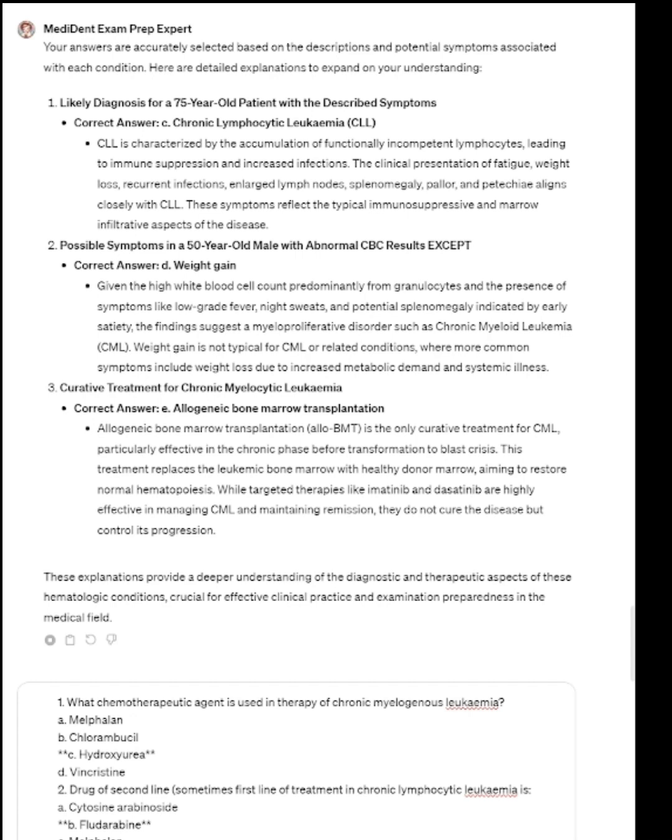While targeted therapies like imatinib and dasatinib are highly effective in managing CML and maintaining remission, they do not cure the disease, but control its progression. These explanations provide a deeper understanding of the diagnostic and therapeutic aspects of these hematologic conditions, crucial for effective clinical practice and examination preparedness in the medical field.